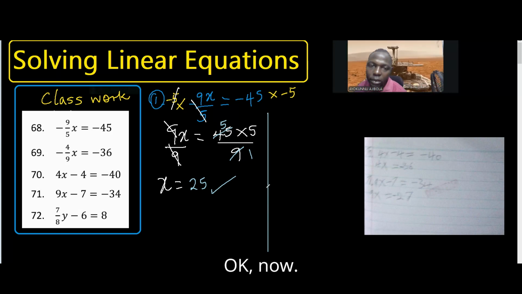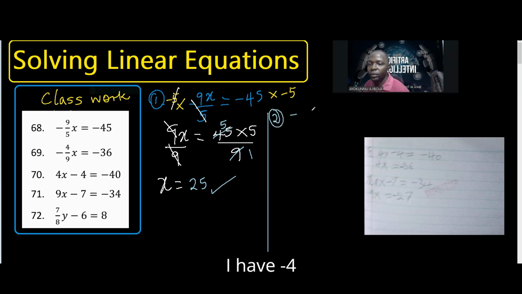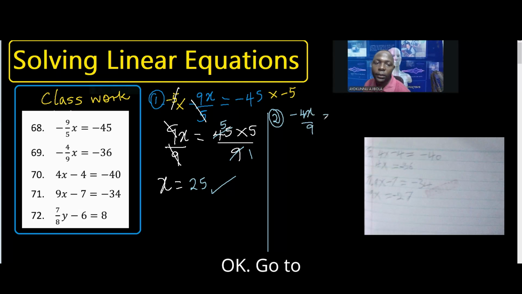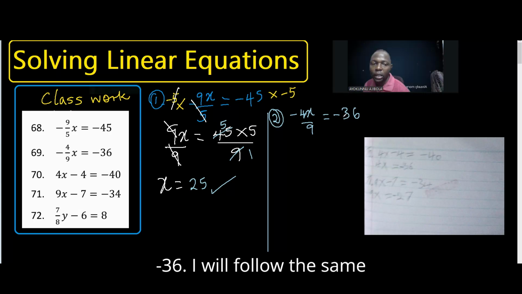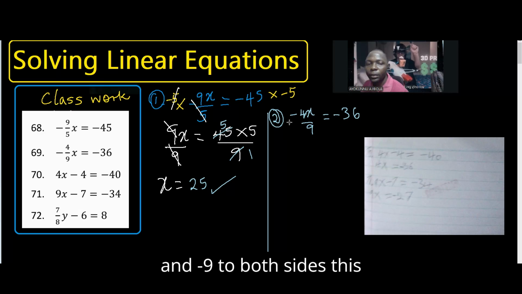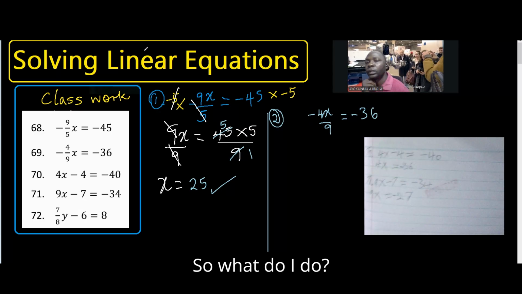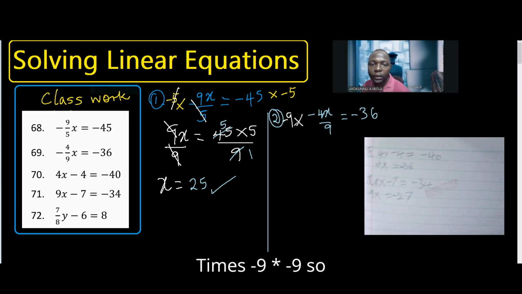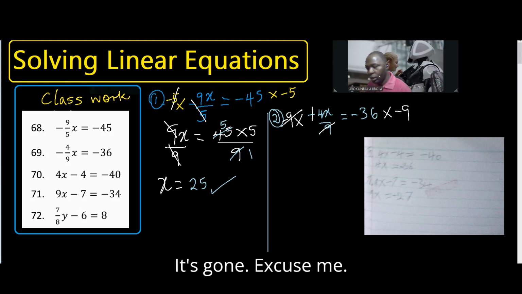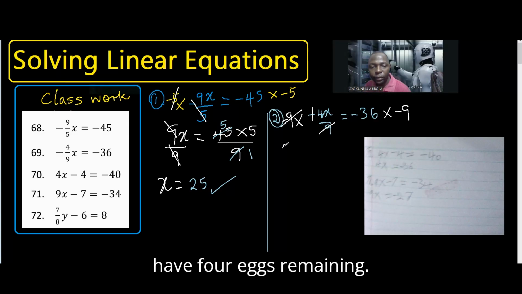Yes. Okay, now to the second one. I have negative 4x over 9 equal to minus 36. I will follow the same method. I will introduce minus 9 to both sides this time, okay? So what do I do? Times negative 9 times negative 9. So this we cancel this. Negative is gone. Yes. 9 we cancel 9. Then we have 4x remaining.